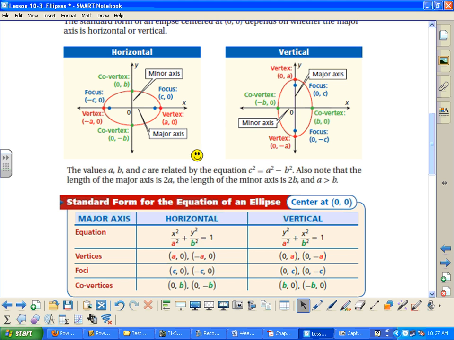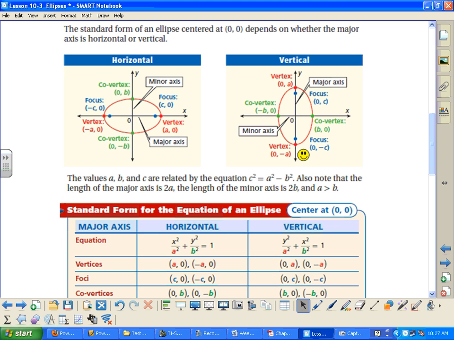Okay. If it's vertical, then they just switch. The major axis is the vertical axis, minor axis is the horizontal. And so the vertices and the co-vertices switch. Notice where the focus is. On the horizontal, the focus is on the major axis inside, but on the vertical, it's also on the major axis. So when they talk about a focus or the foci, that's always on the major axis, and we have a way to find that also.